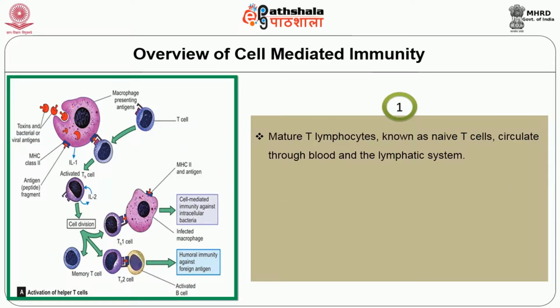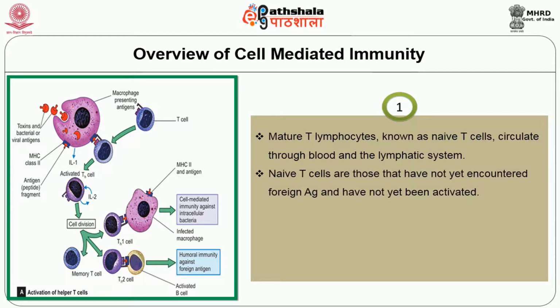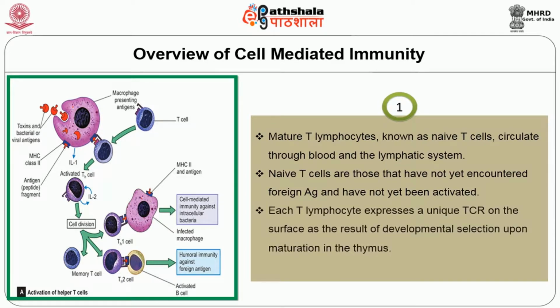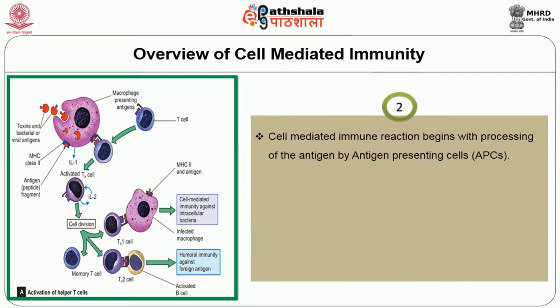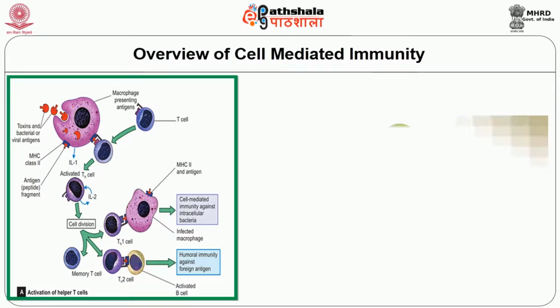The mature lymphocytes, known as naive T cells, circulate through the blood and lymphatic system. Naive T cells are those that have not encountered foreign antigen and have not been activated. Each T lymphocyte expresses a unique T cell receptor, that is TCR, on the surface as a result of developmental selection upon maturation in the thymus. Cell-mediated immune reaction begins with the processing of antigen by antigen-presenting cell.